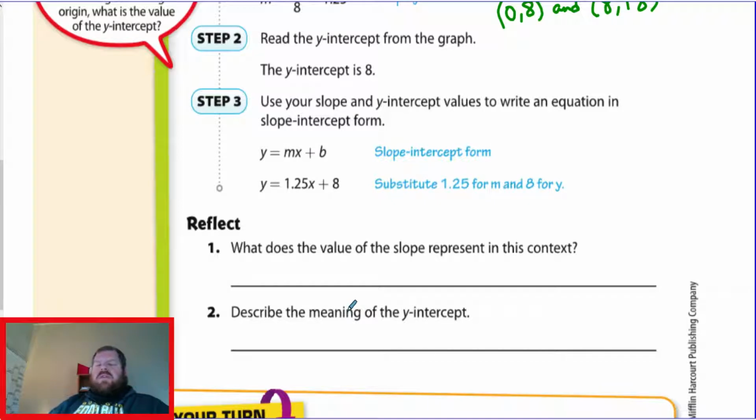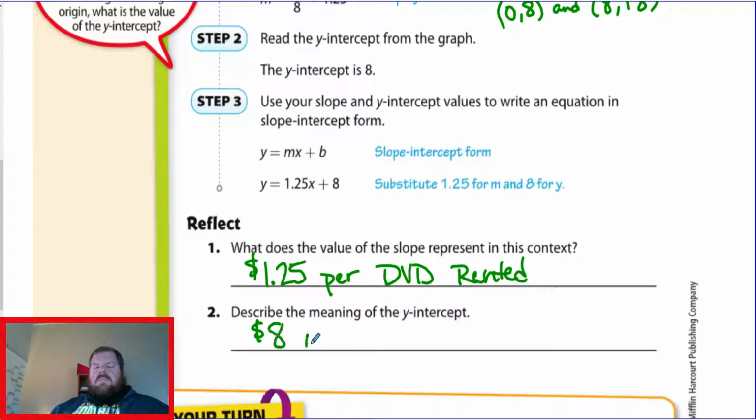So what does the value of the slope represent in this context? Okay, so I just answered these two questions. The value of the slope means they charge $1.25 per DVD rented. And the y-intercept, there's an $8 monthly fee.